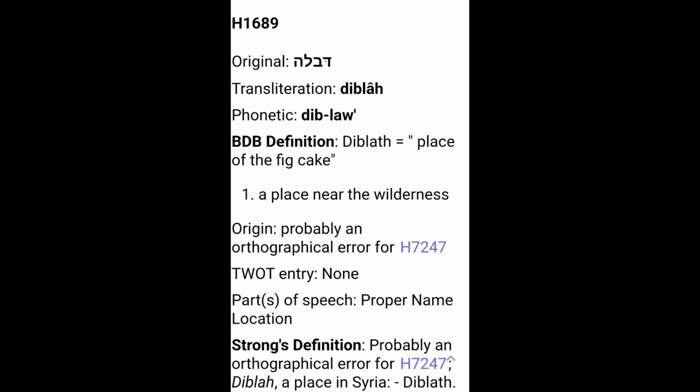It says probably an orthographical error for H7247. So I looked up orthographic, and it says that it's just simply a change in spelling, maybe putting in two E's instead of one.